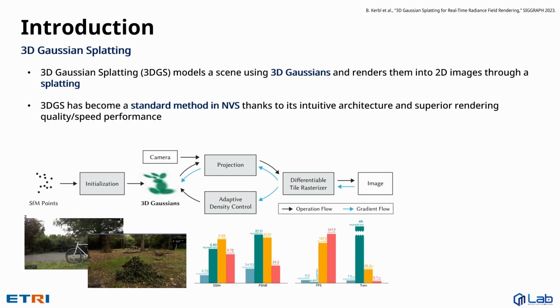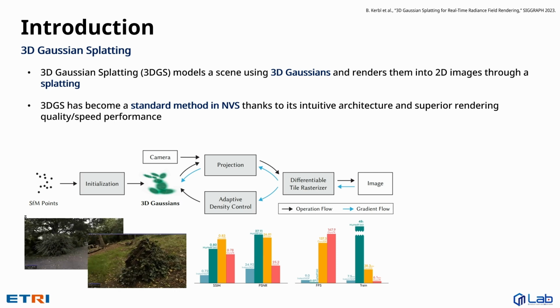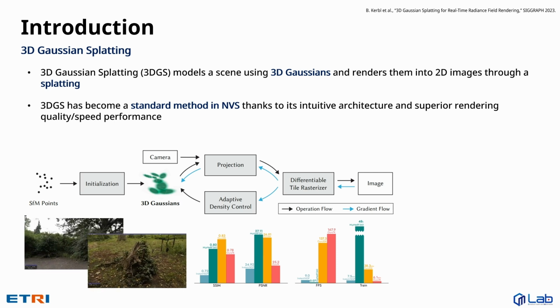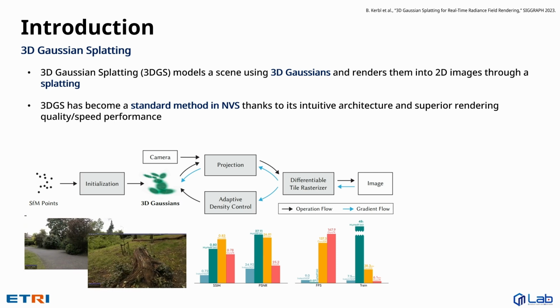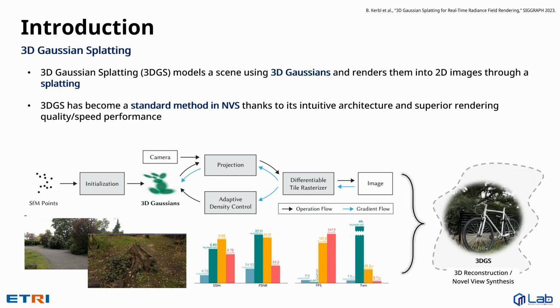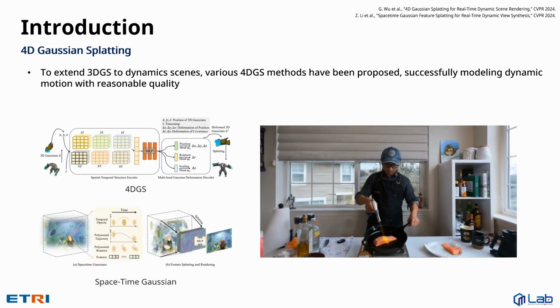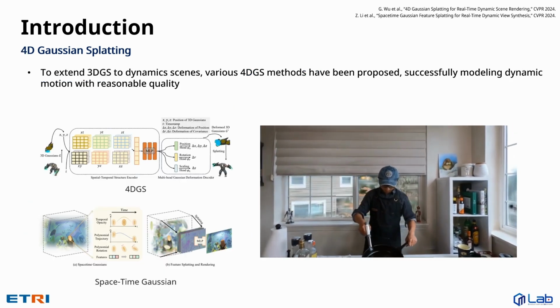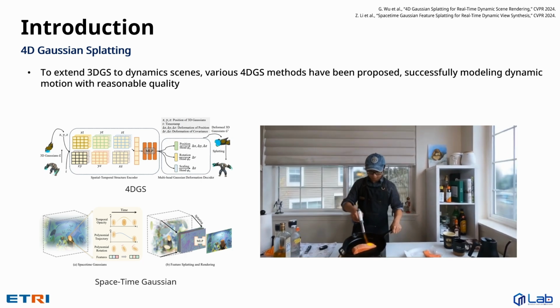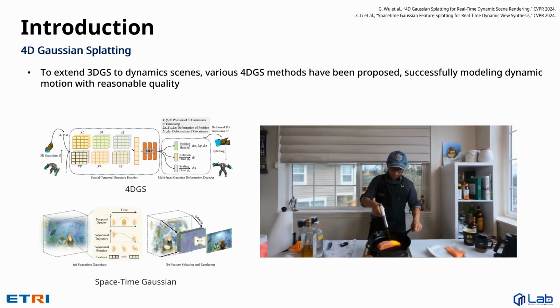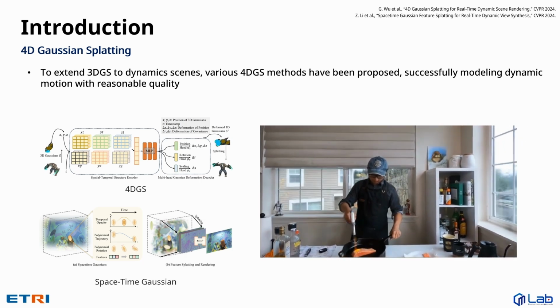I will first briefly introduce 3D Gaussian splatting, or 3DGS. 3DGS represents a scene using 3D Gaussians and renders images through splatting. With high reconstruction quality and fast rendering speed, it has become a standard approach for novel view synthesis. As a result, various 4D Gaussian splatting methods have been proposed to model dynamic motion with reasonable quality. This suggests that Gaussian-based representations are also effective for dynamic scene reconstruction.